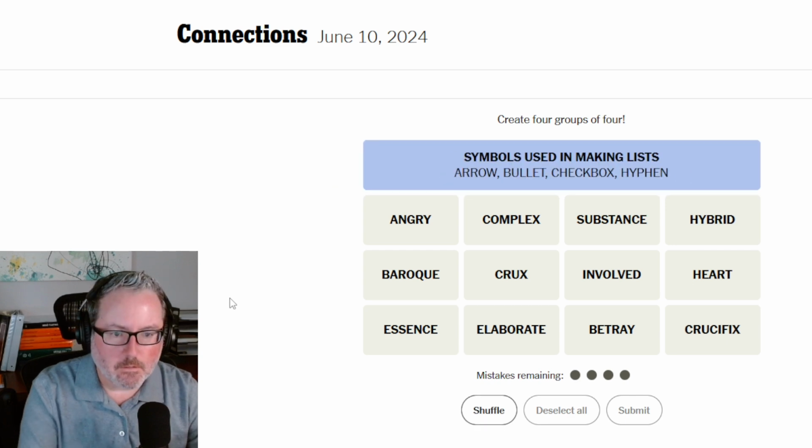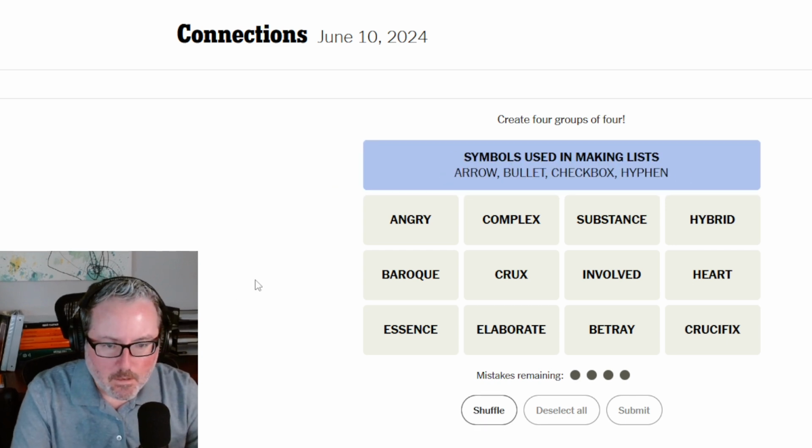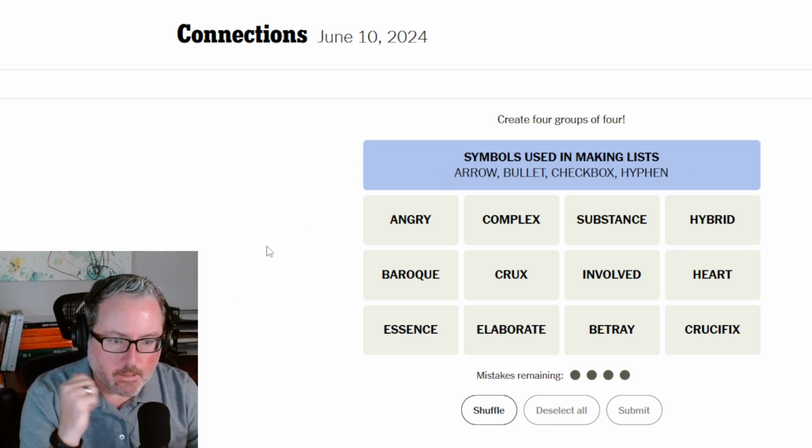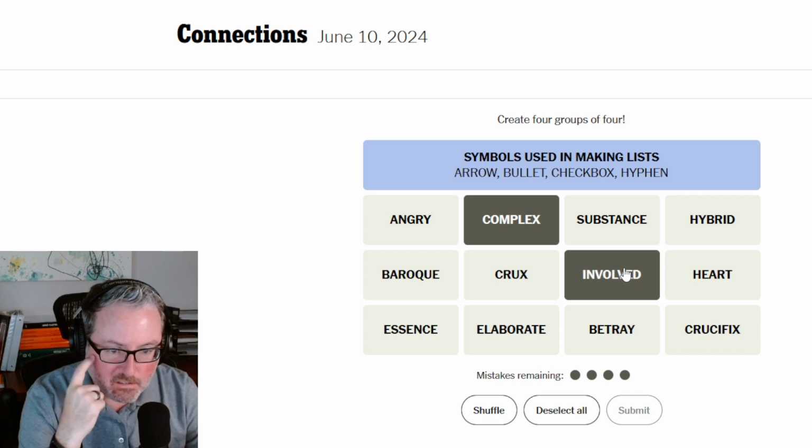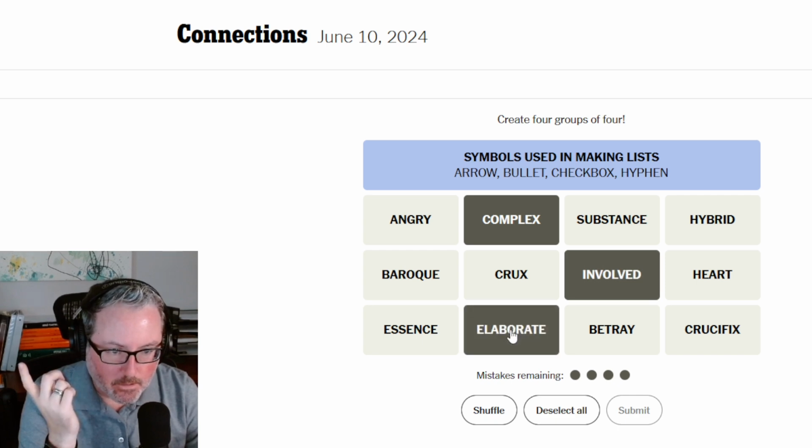And it was, okay. So symbols used in making a list. Yes, there we go. So that's one set. Now we've got 3 more to figure out. What else? Complex, involved, elaborate. This looks good. What would be the third?